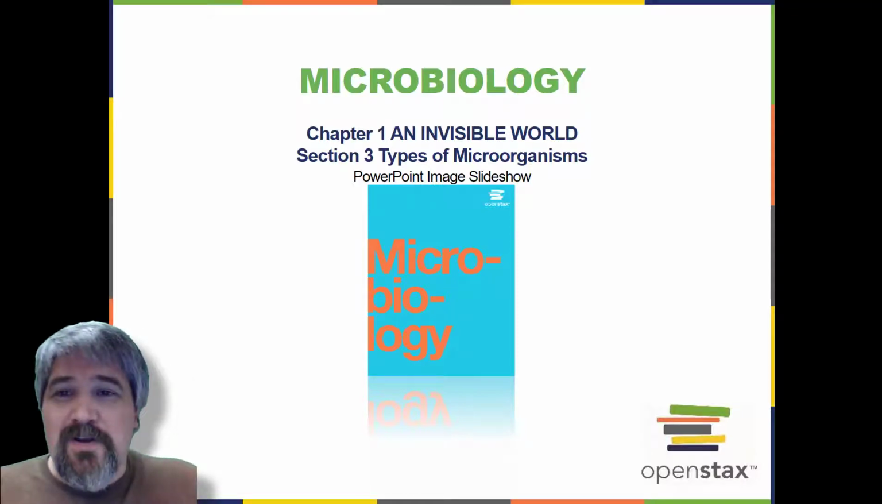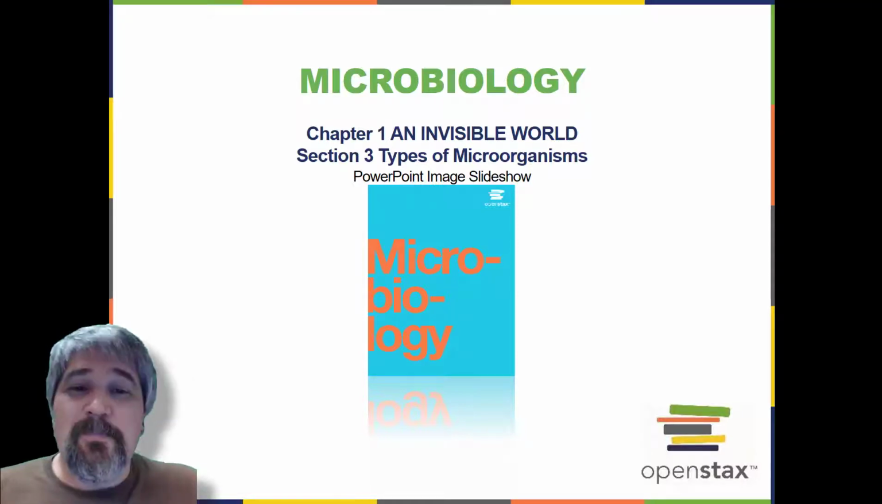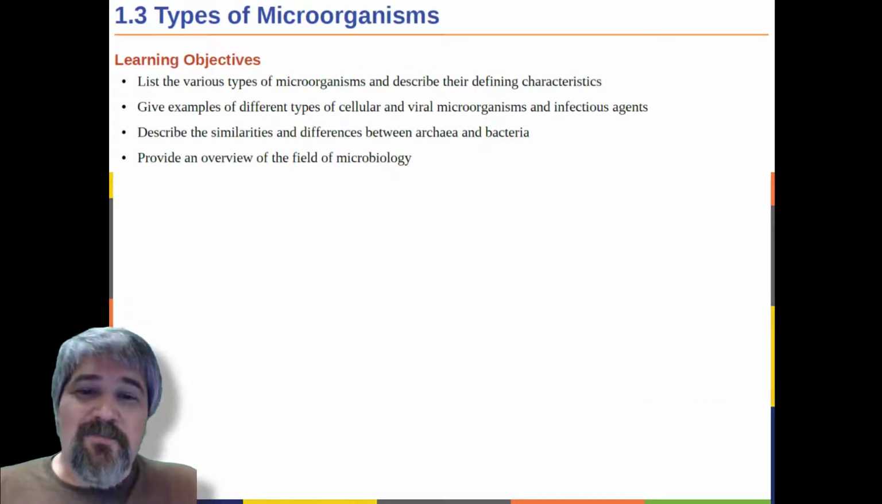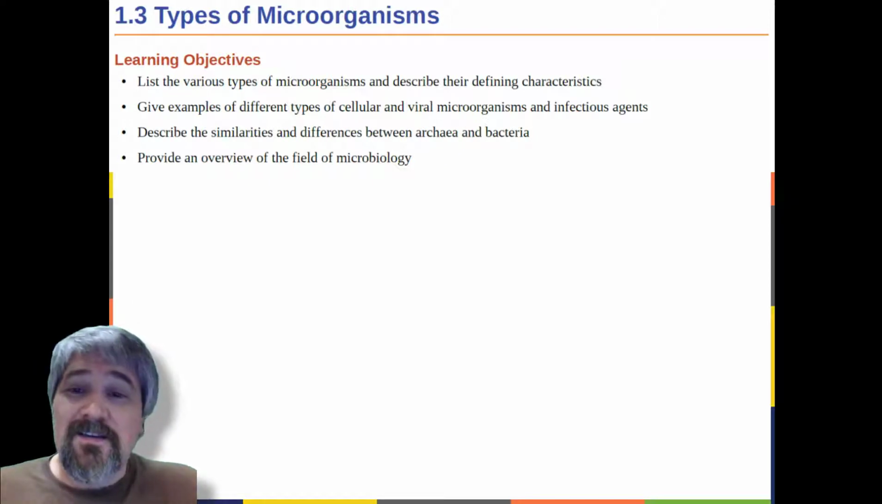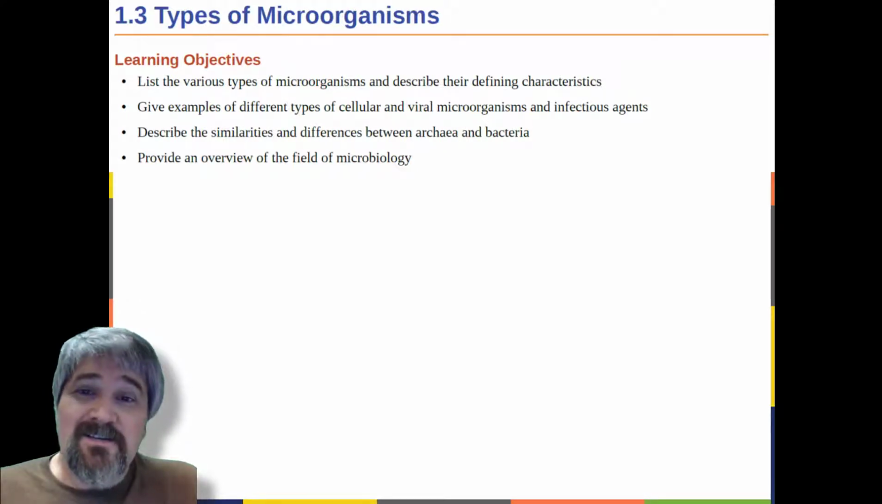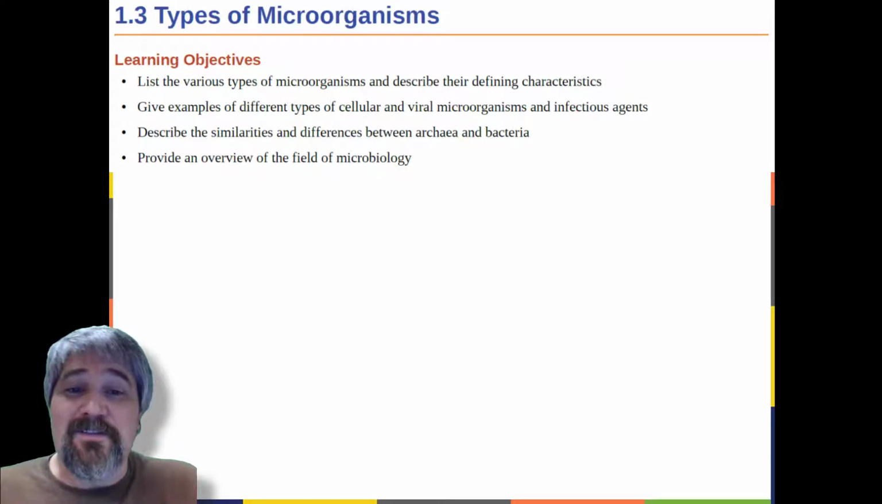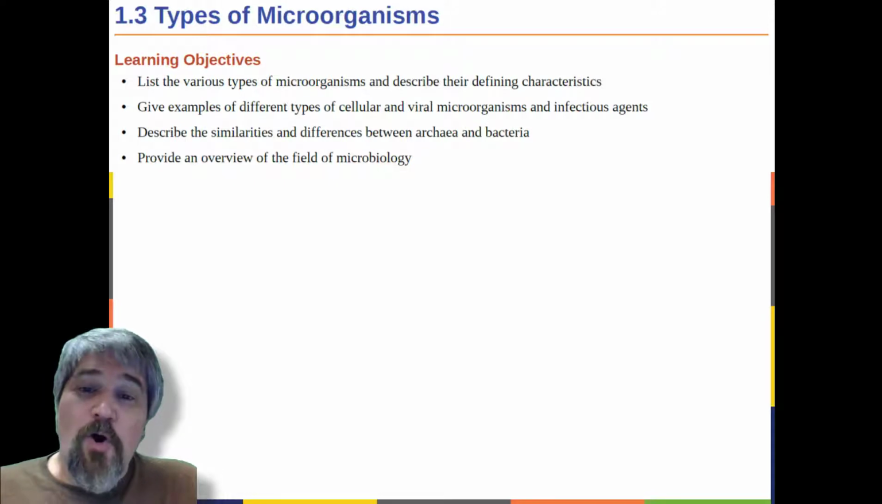Welcome back to Chapter 1, Section 3, Types of Microorganisms. Learning objectives. List the various types of microorganisms and describe their defining characteristics. Give examples of different types of cellular and viral microorganisms and infectious agents. Describe the similarities and differences between archaea and bacteria. Provide an overview of the field of microbiology.